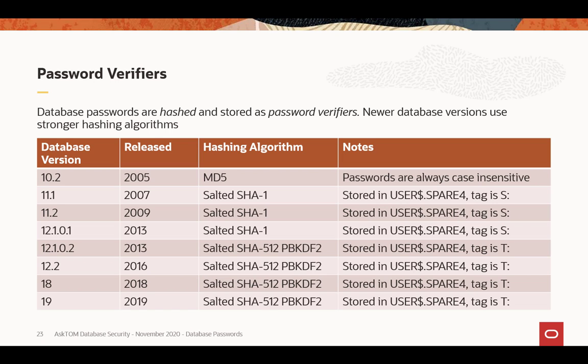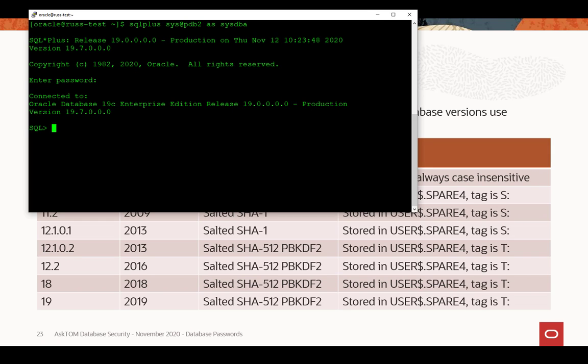For storage of passwords, MD5 passwords were stored in the password field in sys.user$. The SHA-1 and SHA-512 hashes are also stored in sys.user$, but they're stored in the spare4 column. Let's take a quick look at this. So if I were to select username, spare4 from sys.user$ where username equals, there's no column called username in sys.user$, it's just name.